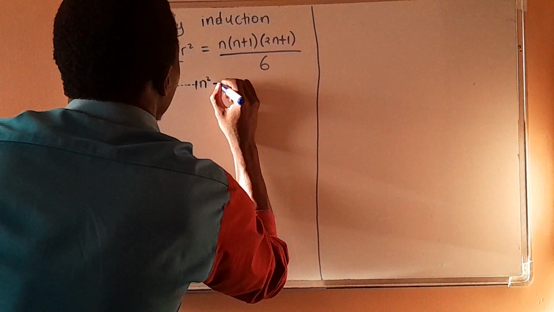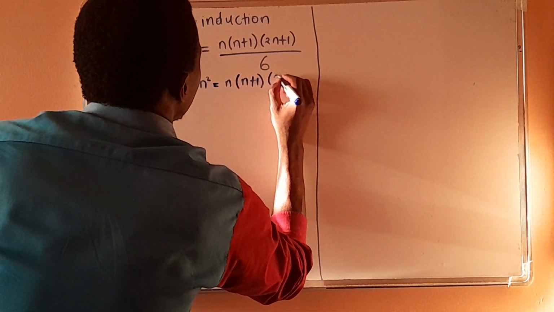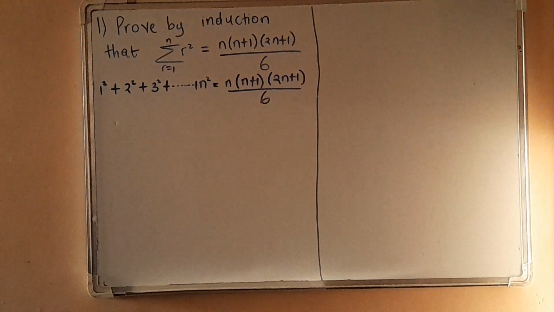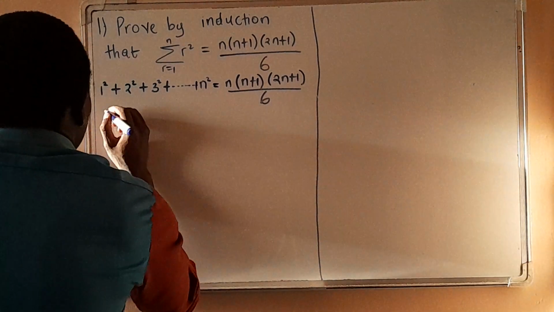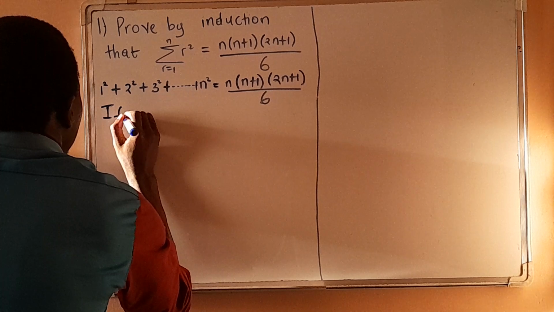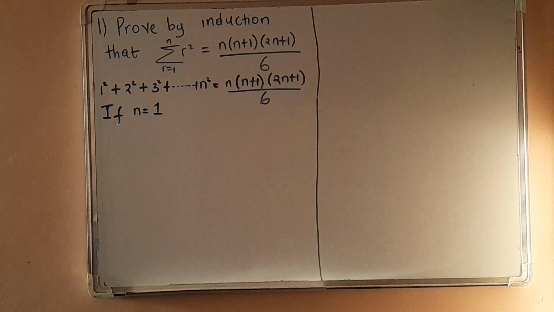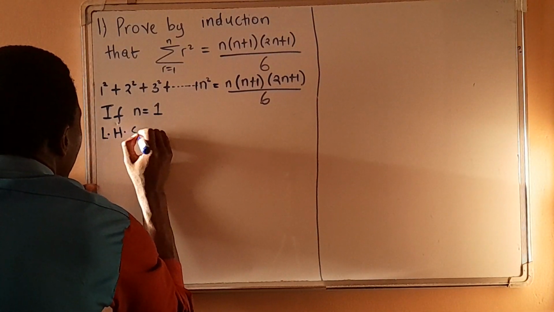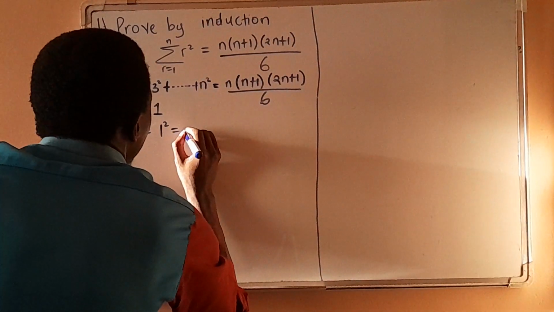So this is equal to n times (n plus 1) times (2n plus 1) over 6. We're going to prove that by induction. So we start. If n is equal to 1, n stands for the number of terms. If n is one term, the left-hand side will be 1 squared, which is equal to 1.